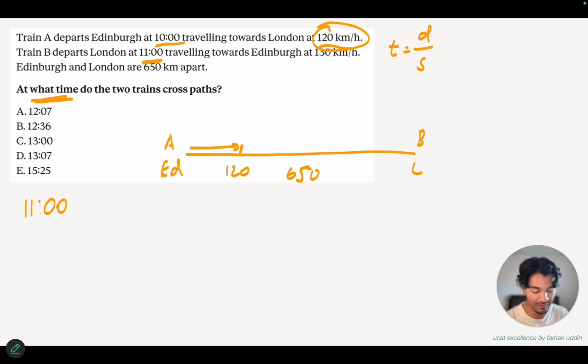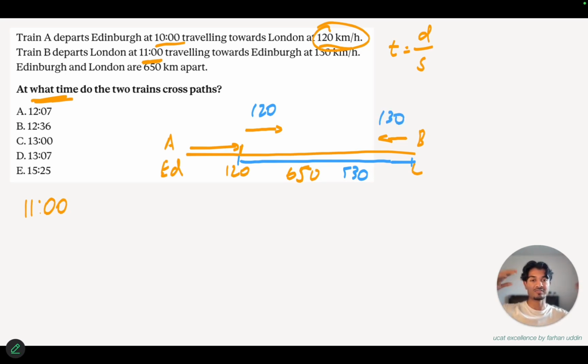And so what ends up happening is not only is A going this way, B is also going this way. Now the way that I want you to look at this is think about how much distance we have remaining and what is the cumulative speed of the two trains. So how much distance do we have remaining from the 650? If we subtract the 120 that A has already traveled, we end up getting 530, which I'm just going to draw out in blue here. So 530. And now if A is going 120 kilometers per hour and B is going 130 kilometers per hour, then after every hour, they are 250 kilometers closer to one another.